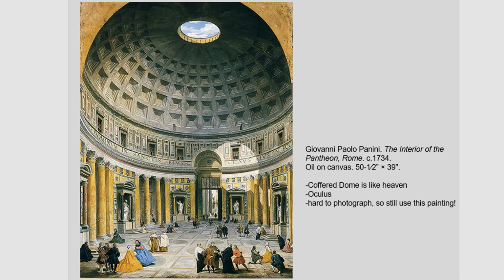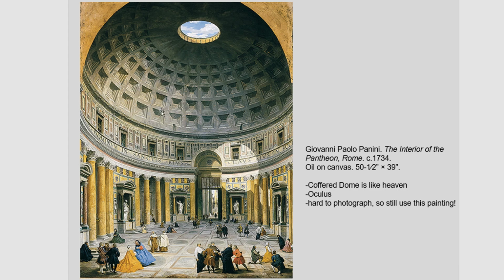Here's an inside painting of it from 1734. We're using a painting because it's actually really hard to photograph and make it look as interesting as this painting. I would recommend trying to see if you can find a photo that does justice to what this painting already does. We have a coffered dome, which is these squares that kind of sit into it.